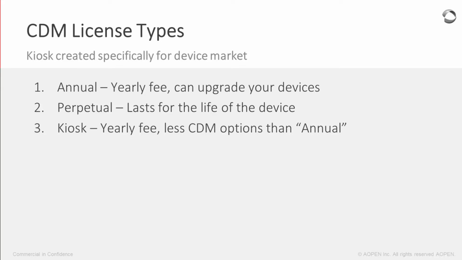Can't upgrade it, it's designed to be used just for the life of the single model. Recently though, AOPEN worked directly with Google to create a new type of license called the kiosk license, which is a cheaper version of the annual license. The difference is that it takes out all of the unnecessary session configuration settings, and you don't see it anymore on the admin panel. And this is the license that AOPEN currently recommends for most of the applications we're talking about today.